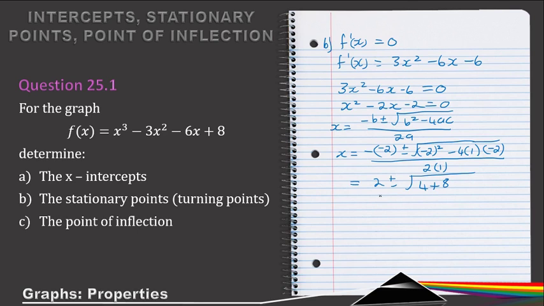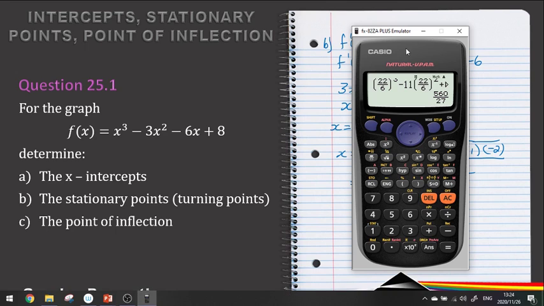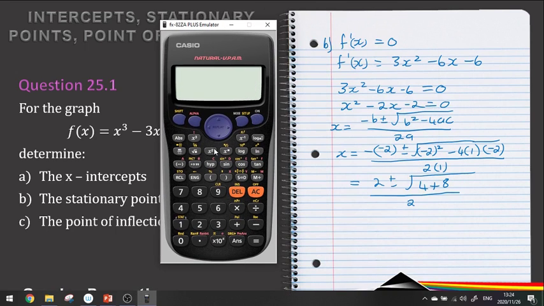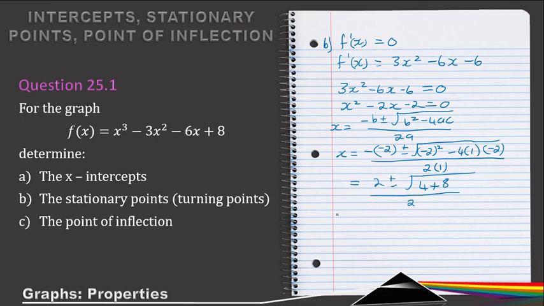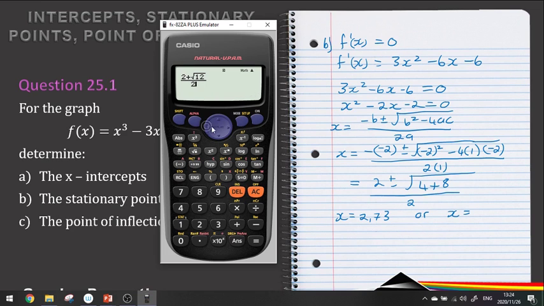Now, I just prefer to simplify it a bit more because typing it in with all those brackets takes quite a lot of time. All right, so let's start with 2 plus the square root of 12, over 2. So this then is 2.73. So x is equal to 2.73, or x is equal to, if I change the plus to a negative, negative 0.73.